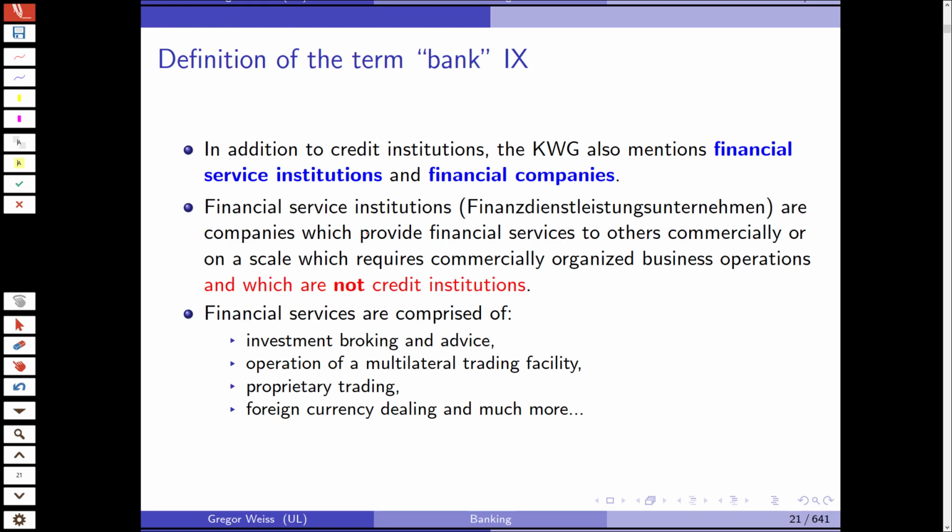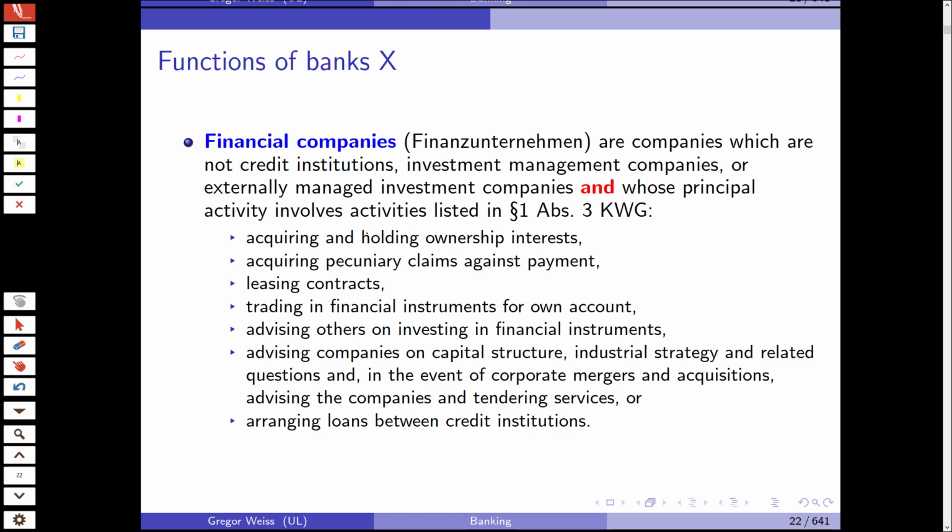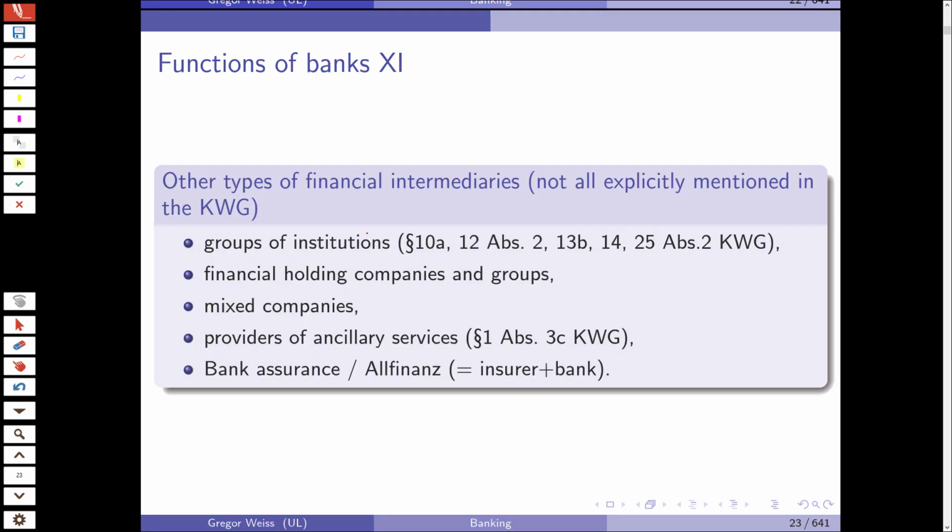Finanzunternehmen, Finanzdienstleistungsunternehmen, Kreditinstitute, Einlagenkreditinstitute, Wertpapierhandelsunternehmen, Wertpapierhandelsgeschäft. Financial companies are companies which are not credit institutions, investment management companies, or externally managed investment companies, and whose principal activities involve acquiring and holding ownership interests. You are, for example, a financial company if you are only in the business of buying stocks and holdings. If you're a holding company, then you're a Finanzunternehmen. Leasing contracts, that makes you a financial company. Okay. Not that interesting, I'm afraid.